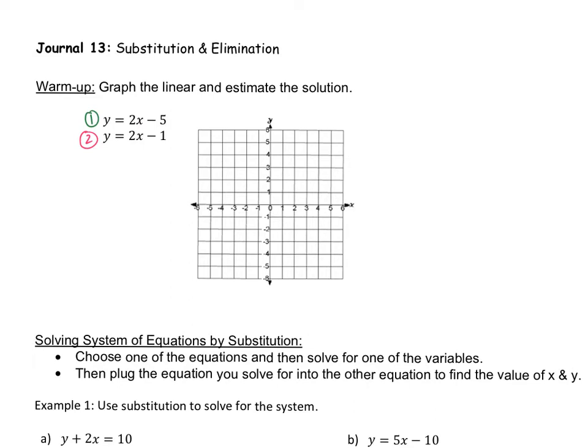My y-intercept for the first one is at -5, so that's right here. And my slope here is 2, so my slope is 2 over 1. If I go up 2 over 1 and just continue that trend, I'll have my graph. There we go. And so I have my line here. The second one has a y-intercept at -1, as you can see here, and my slope looks like it's also 2 over 1. So up 2 over 1, up 2 over 1, up 2 over 1.